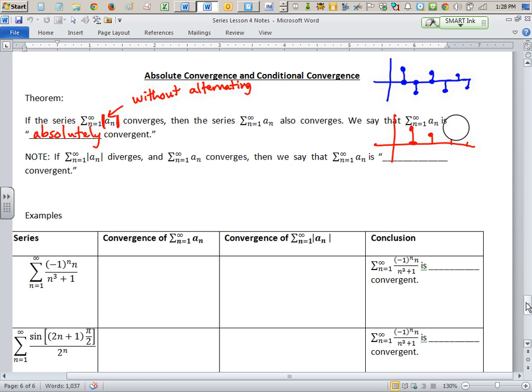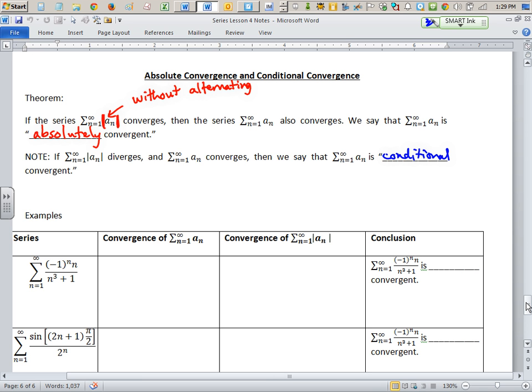Okay, hopefully that made some sense to you. Now, if the red one diverges but the blue one converges, then we call that conditional convergence. Some series will only converge if you put an alternator in. Just like the harmonic series. The harmonic series will diverge, but if you put an alternator in, it'll converge. Some series are like that. Some series will converge with or without an alternator. Some will diverge with or without an alternator.